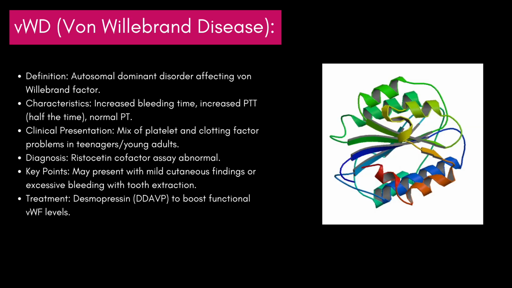Let's take a look next at VWD, which is known as von Willebrand disease. Definition: autosomal dominant disorder affecting von Willebrand factor. Characteristics: increased bleeding time, increased PTT half the time, normal PT. Clinical presentation: mix of platelet and clotting factor problems in teenagers or young adults. Diagnosis: ristocetin cofactor assay abnormal. Key points: may present with mild cutaneous findings or excessive bleeding with tooth extraction. Treatment: desmopressin, also known as DDAVP, to boost functional VWF levels.